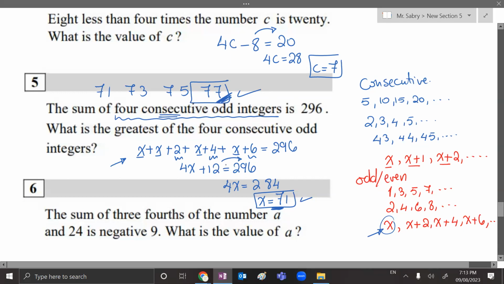That is the answer, 77. There is also another way: I know that x plus 6 should be the biggest one, so substitute x with 71, 71 plus 6 gives 77. Does this make sense? This is one of the very important processes. Make sense?